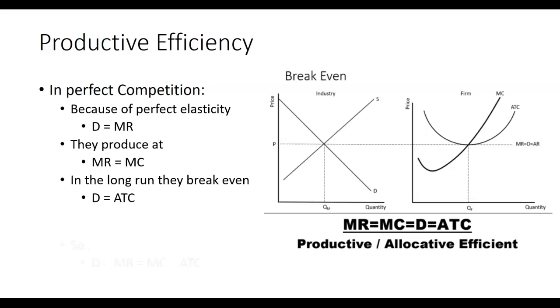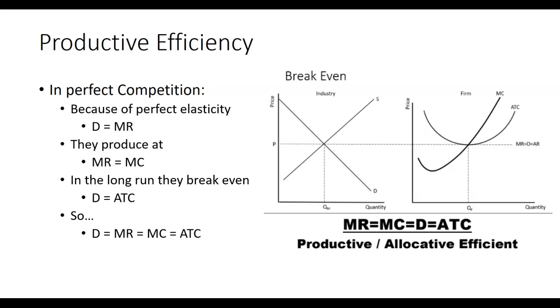So if I put all those things together, that means my demand is equal to my marginal revenue, which is equal to my marginal cost, which means my demand is equal to my ATC also. So that means we're producing where MR equals MC equals the minimum ATC, marginal cost equal to ATC. So because we're in perfect competition, the fact that my demand is equal to marginal revenue means all of this is true, hence productive efficiency.